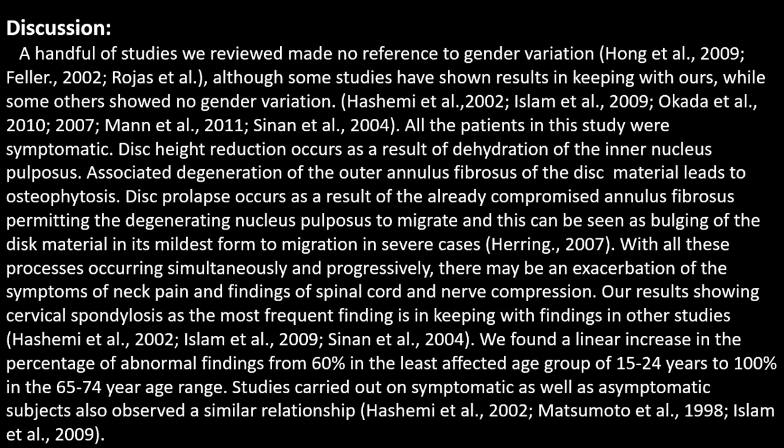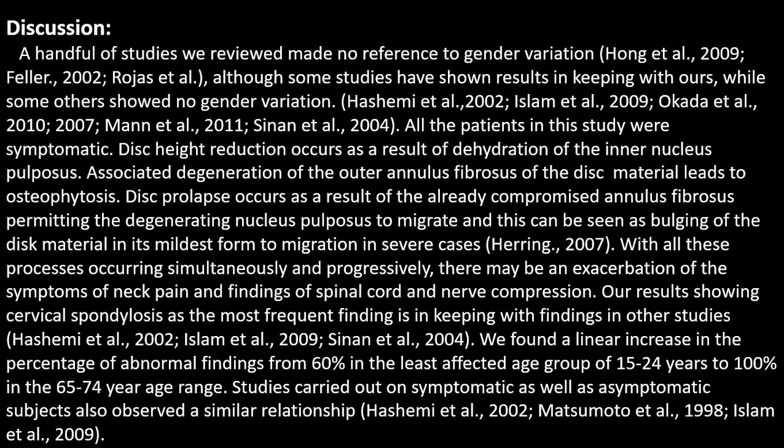The disc reduction occurred as a result of the dehydration of the inner nucleus pulposus, associated with degeneration of the outer annulus fibrosus of the disc material into osteophytosis. The disc prolapse occurred as a result of already compromised annulus fibrosus, permitting the degenerative nucleus pulposus to migrate. And this can be seen as a bulging of the disc material, in severe cases to migration. With all these processes occurring simultaneously and progressively, there may be exacerbation of the symptoms of neck pain and finding of spinal cord and nerve compression.